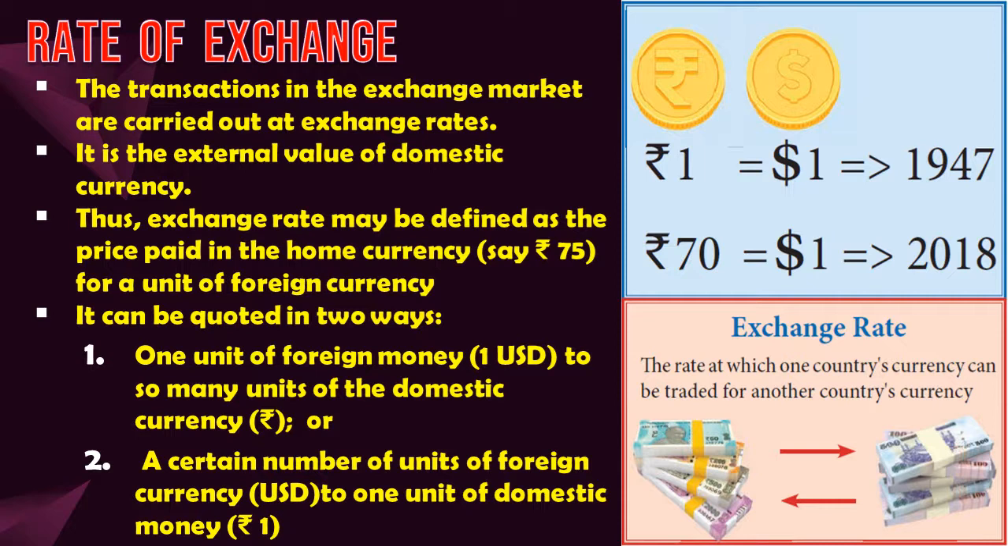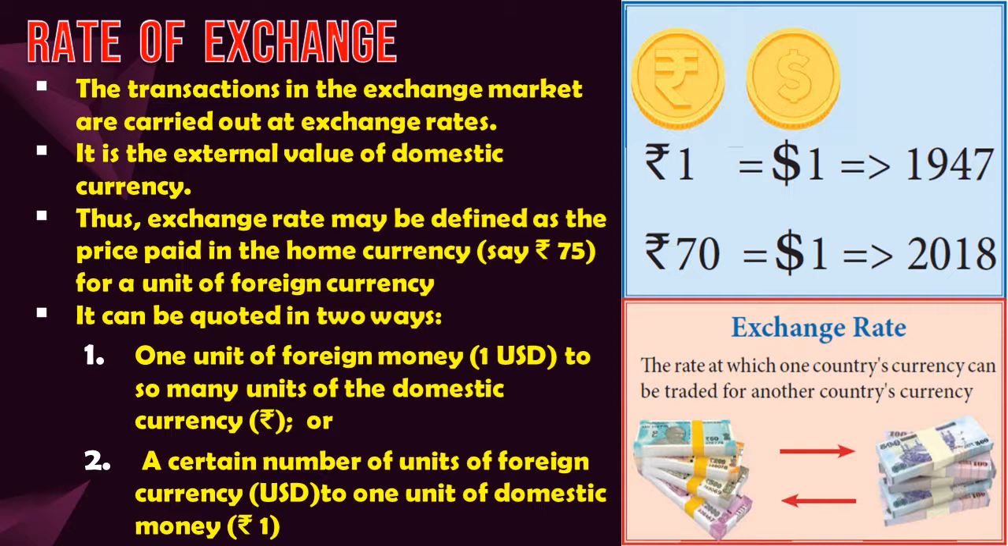So it can be quoted in two ways. One way is 1 unit of foreign money, that is 1 US dollar, to so many units of domestic currency, that is rupees. Or a certain number of units of foreign currency to 1 unit of domestic money. See the chart nearby.